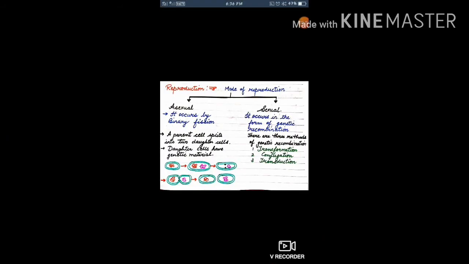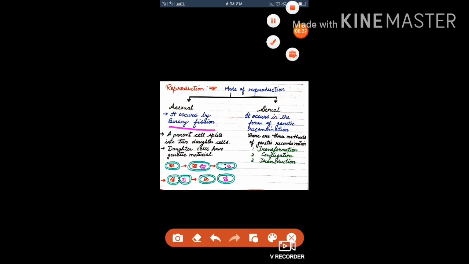Now, the next topic is reproduction in bacteria, or the mode of reproduction in bacteria. Bacteria reproduce asexually as well as sexually. We will discuss them one by one. Bacteria reproduce asexually by binary fission. Now, what is the meaning of binary fission? Binary means 2, and fission means halves. When a parent cell splits into 2 daughter cells or 2 equal halves.